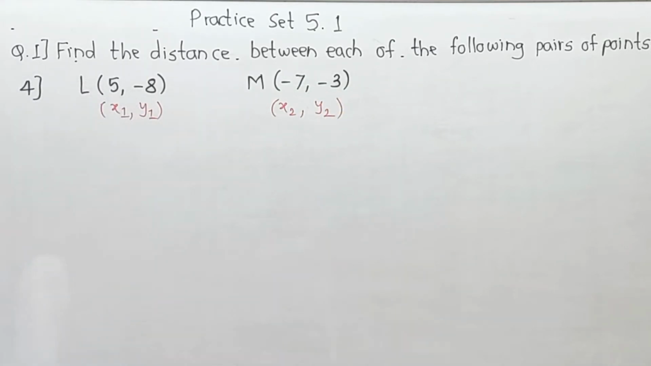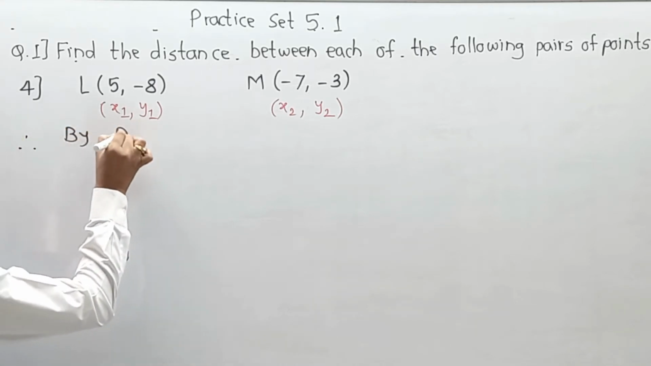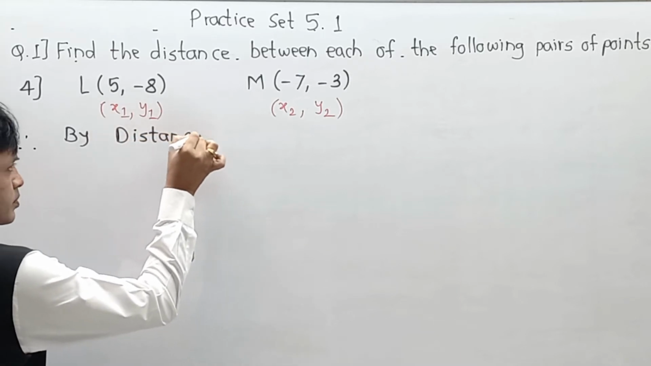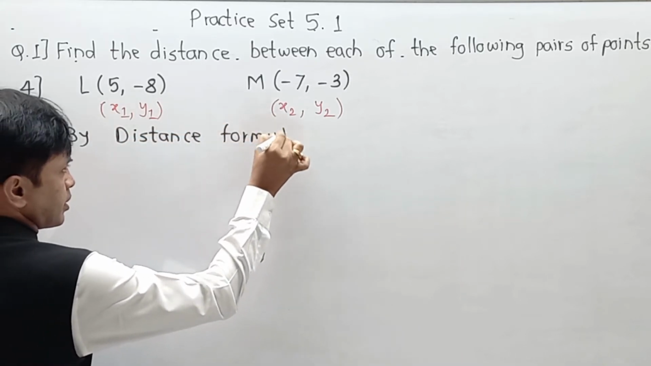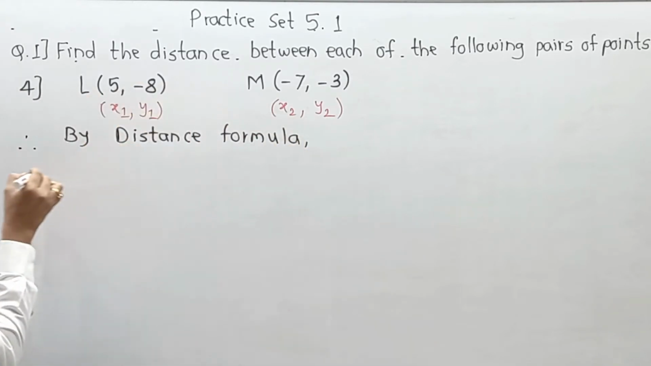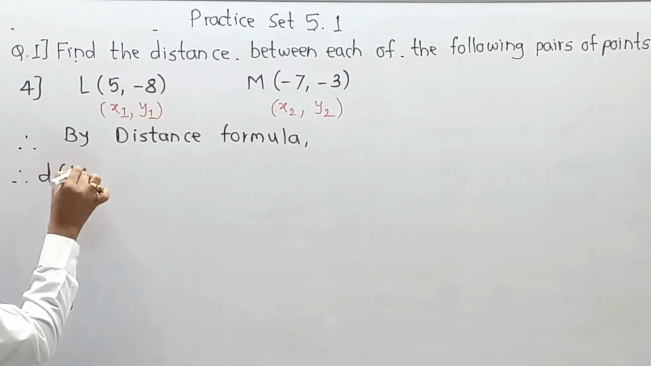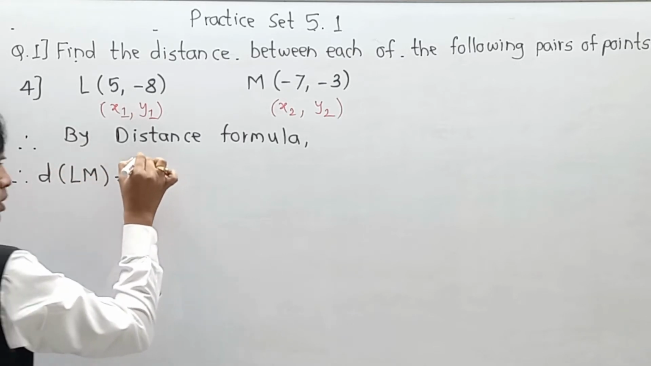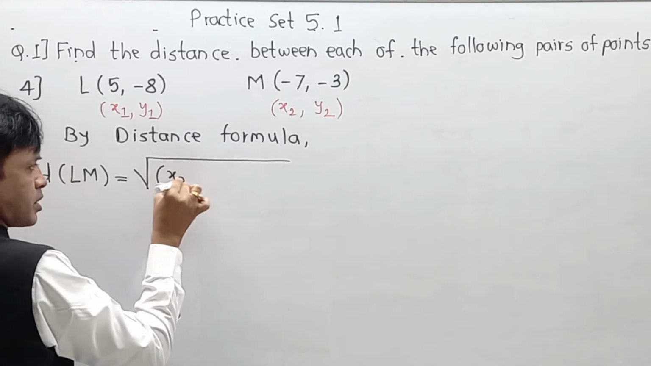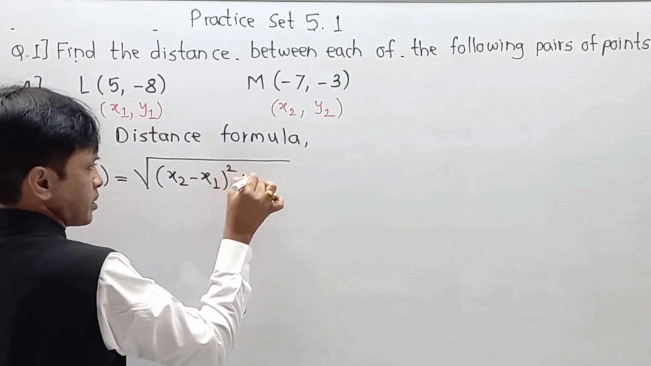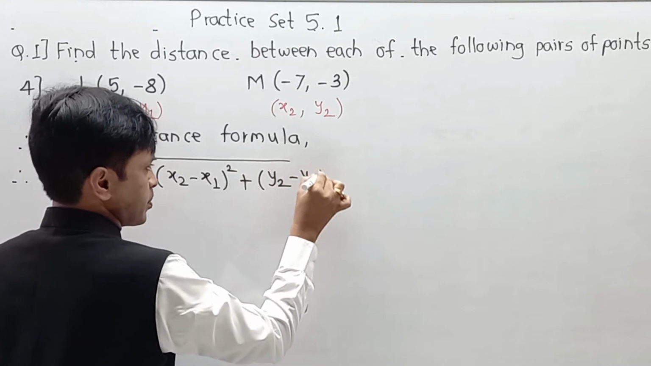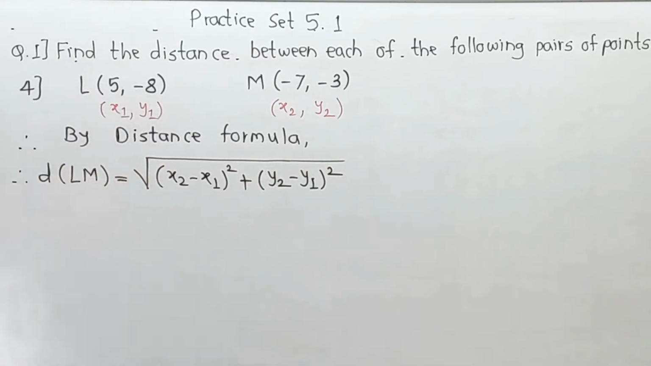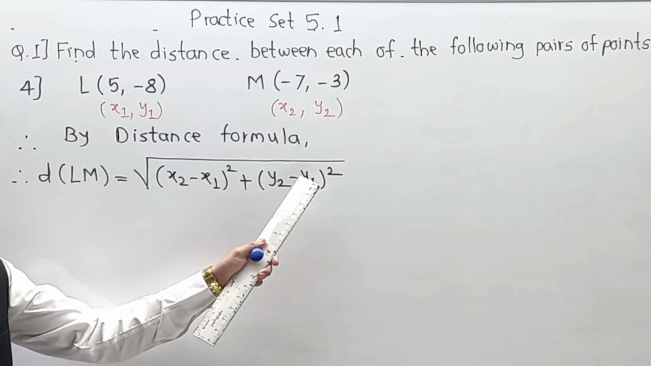Now according to that, we are going to use the distance formula, and here in this numerical we have to apply it. Therefore, by the distance formula, the distance between the 2 points, that is LM, is equal to the square root of (x2 minus x1) squared plus (y2 minus y1) squared.